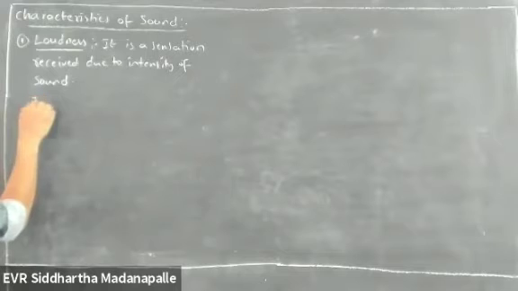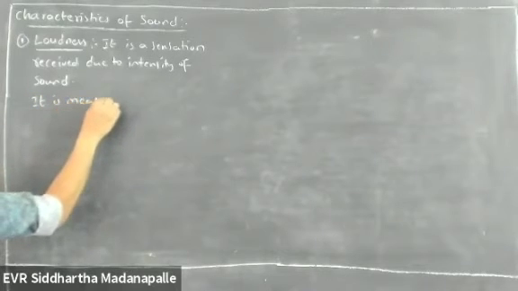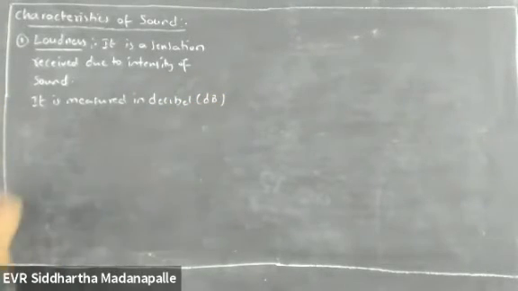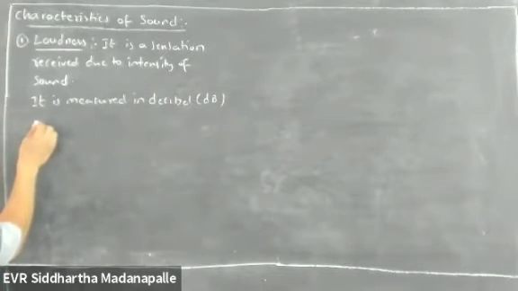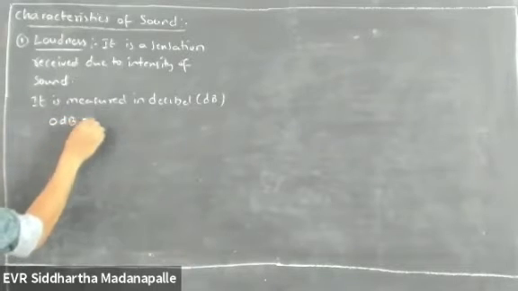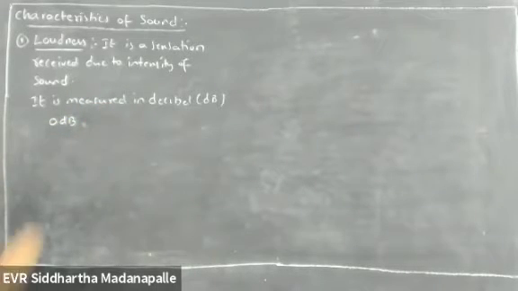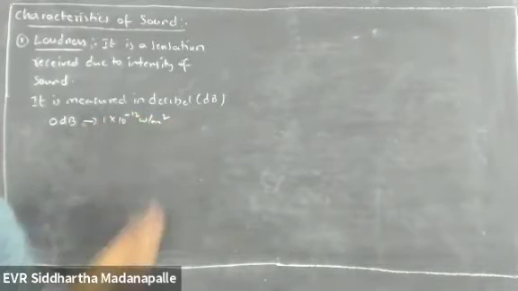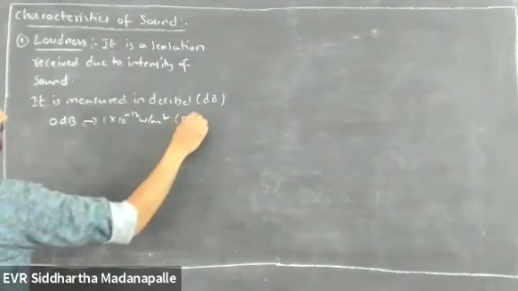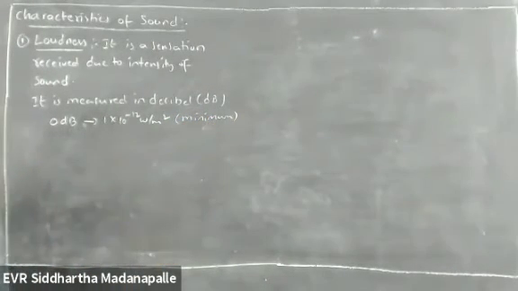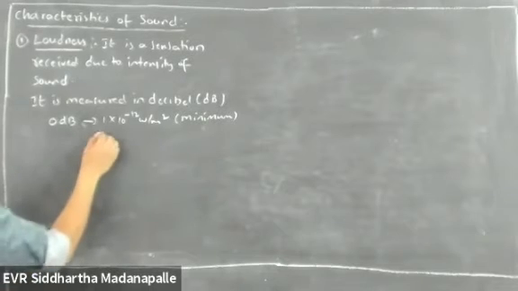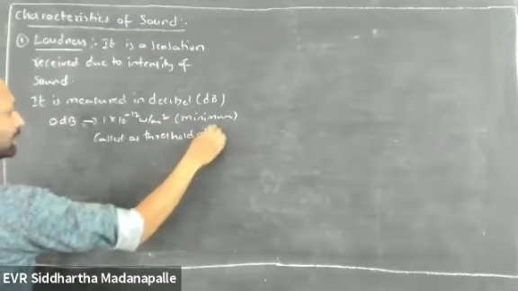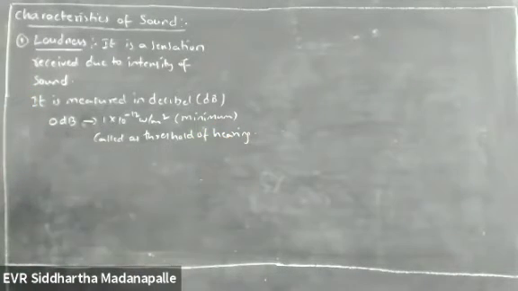It is measured in decibels, right? So here, the intensity of the sound at 0 decibel is equal to 1 into 10 power minus 12 watt per meter square, and this is the minimum loudness value, which is called the threshold of hearing.